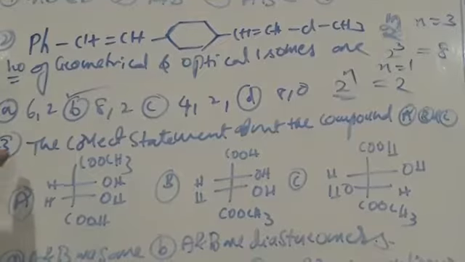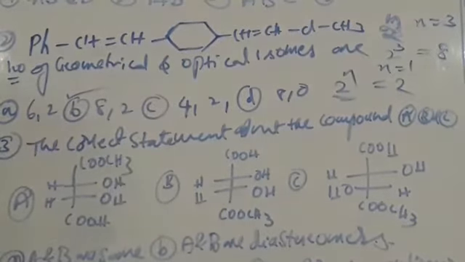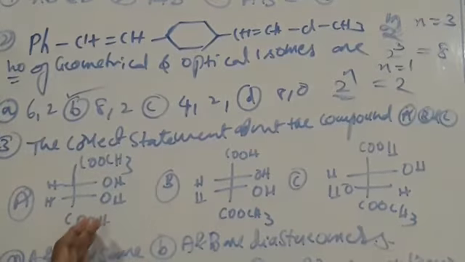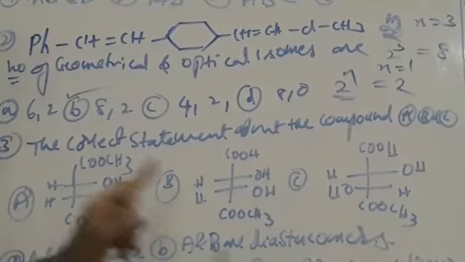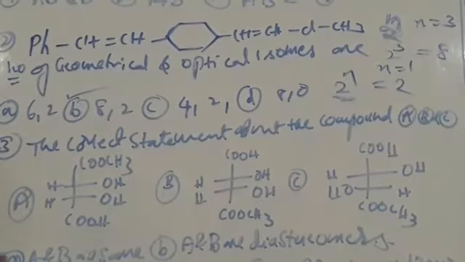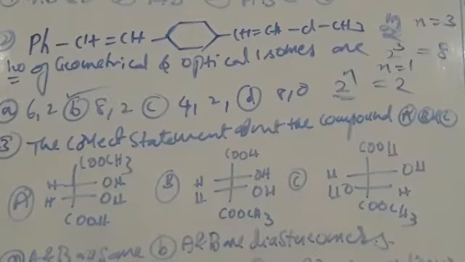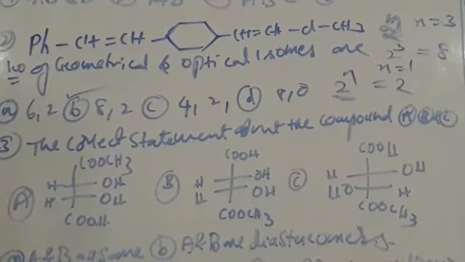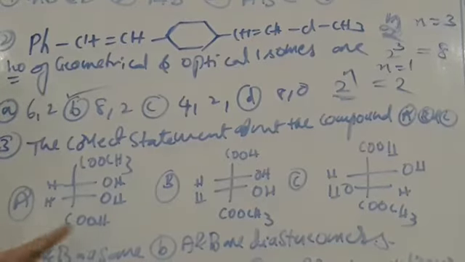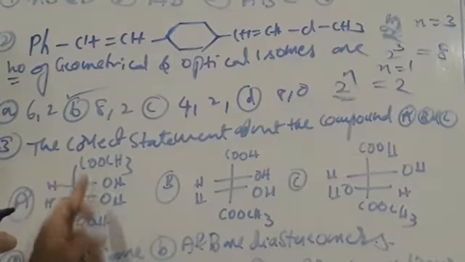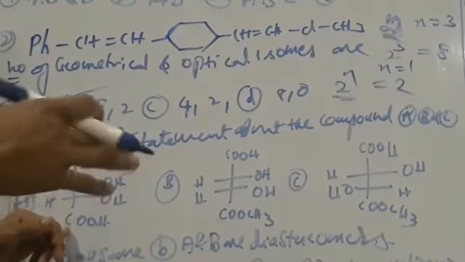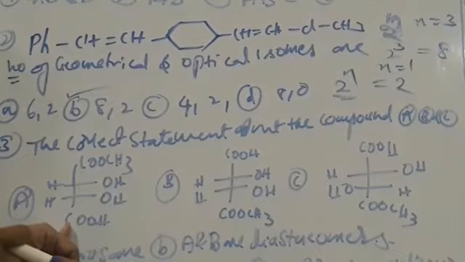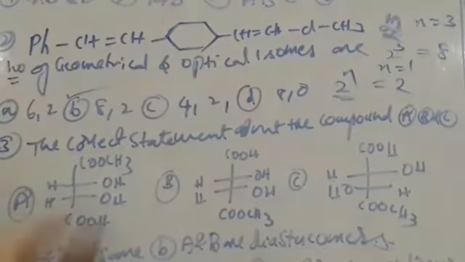Next. The correct statement about the compounds A, B and C. So these are the compounds. A, B, C. The options: A and B are the same; A and B are diastereomers; A and C are enantiomers; A and B are enantiomers. A and B are the same, this is not correct. Why? Because the COOH group in A is at the bottom position and in B at the top position.